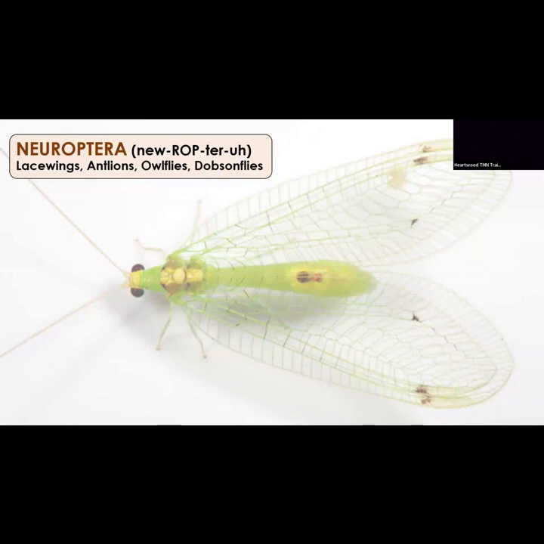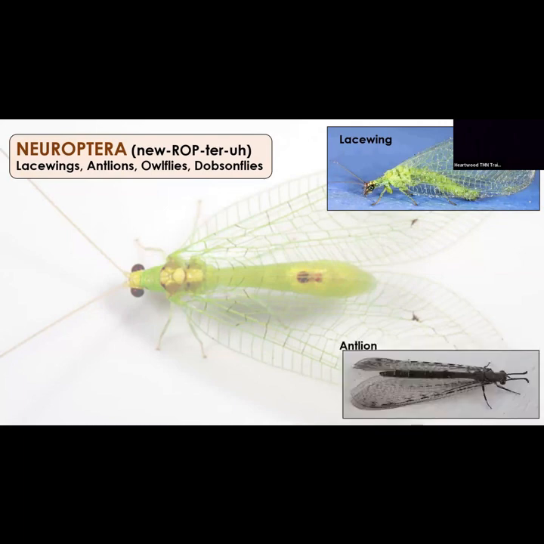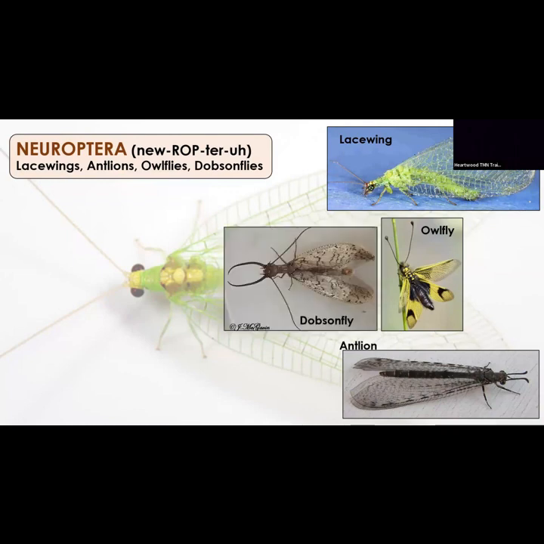So neuropterans, lacewings. These are very dainty. I have a couple in my collection, not to pass around, but you've got your lacewings, your antlions, those little things that build those mounds. That's the larva. The adults fly. And they have lacewings, and they also include owl flies and Dobson flies.